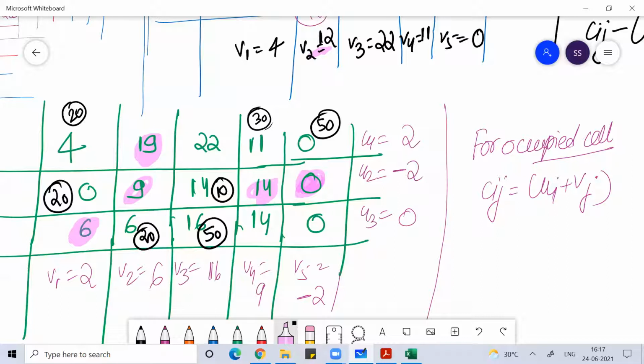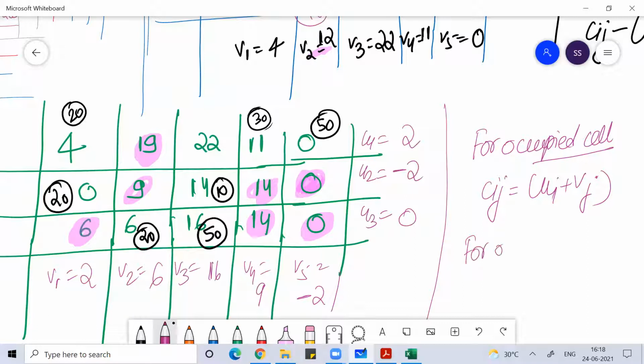So you get all positive, guys, for unoccupied cell. Whatever allocation I did, for this allocation all unoccupied cells are giving us the positive value. It means now we got the perfect allocation. What we're looking for, we got that allocation. Clear, right? So for occupied cell, we use this formula.